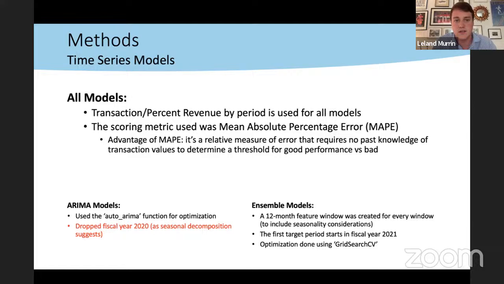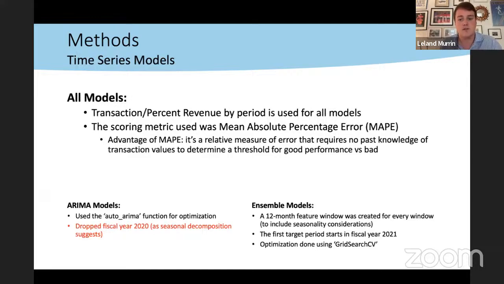The scoring metric that I decided to use was mean absolute percentage error. It's a relative measure of error. It required no past knowledge of transaction values to get a good threshold for good performance versus bad. R-square just didn't give me as much insight. We used the auto-ARIMA function to optimize the ARIMA models, and as the seasonal decomposition suggested, we dropped fiscal year 2020.